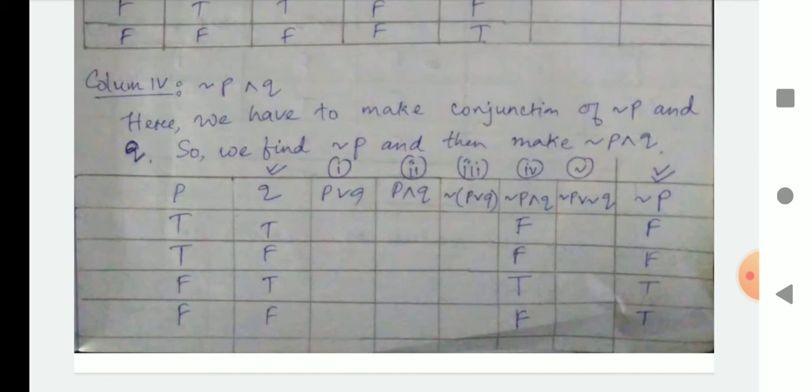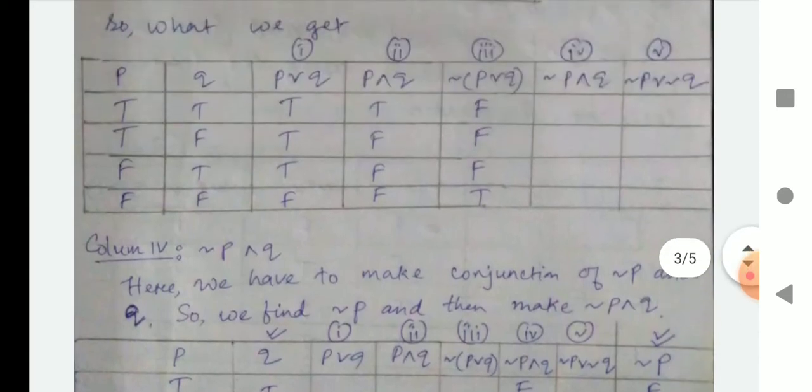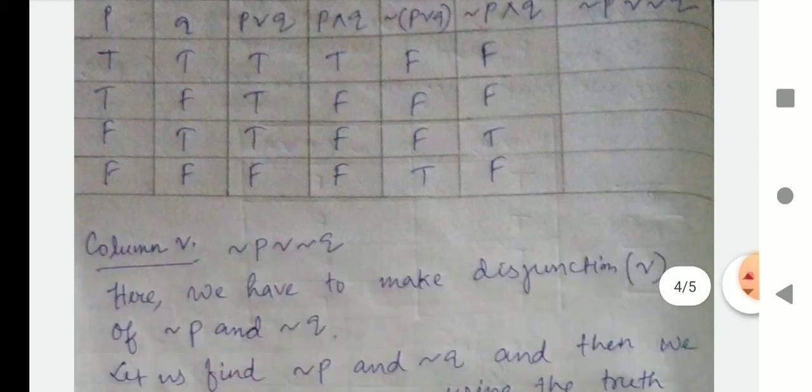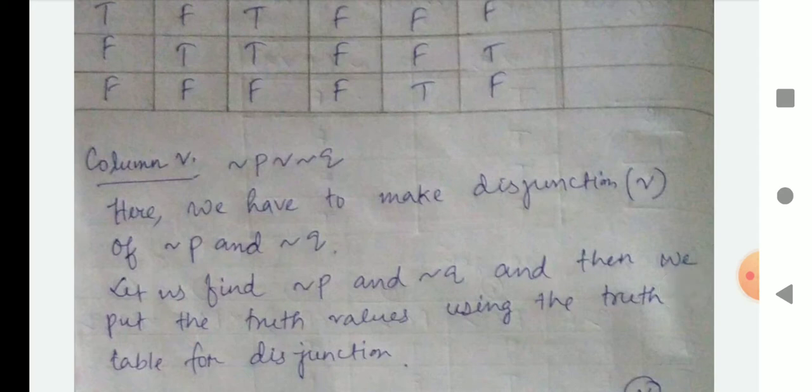Here we are taking the truth values from column Q and the column of negation P, so we are putting this like this. So let us move to the next column, the last column. Here we already have the fourth column, F F T F. Now we are going for the last column, that is given by negation P disjunction negation Q.